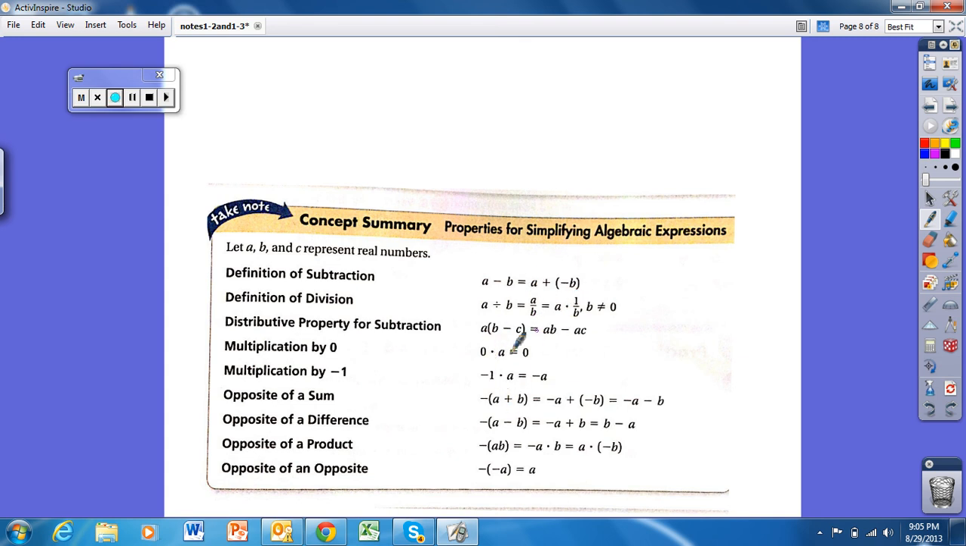Distributive property, again, you know. 0 times a number gives you 0. Negative 1 times a positive number gives you a negative number. The opposite of a sum means you have to distribute the negative, so you end up with negative a minus b. The opposite of a difference means you have to change all the signs again. So it really becomes negative a plus b, but we write that as b minus a. The opposite of a product means only one thing gets made negative. And the opposite of an opposite means positive value.